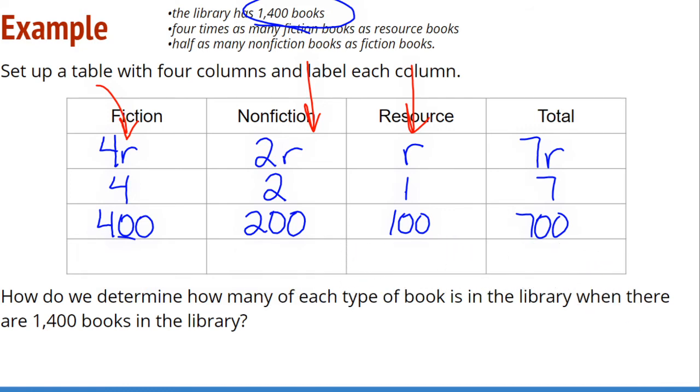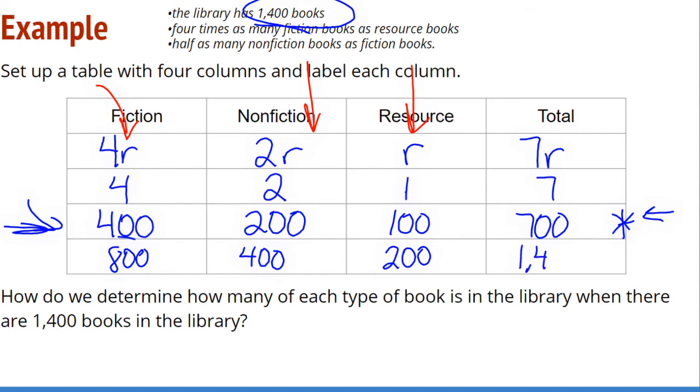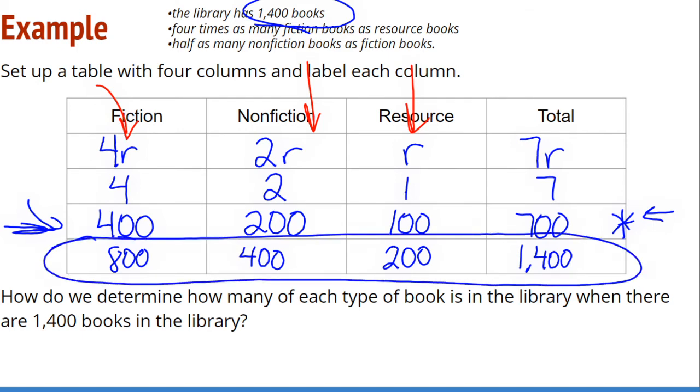So how could we figure out if we've got 1,400 books? Well, I've already taken a step here with 100, and I know that 700 is half of 1,400. So I could double what I did on this row. Instead of 100 resource books, I could say I have 200 resource books, which would mean I have 400 nonfiction, which would mean that I have 800 fiction. And I'll have 200 times 7, which is 1,400 total. And on this row, I have my answer for how many of each type of book I would have in the library if I had 200 resource books.